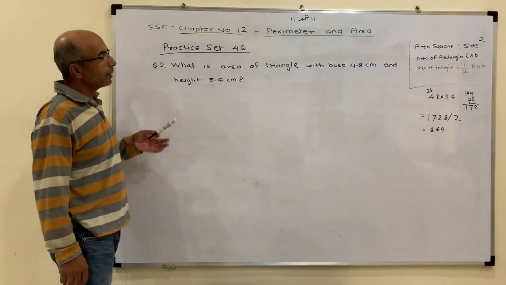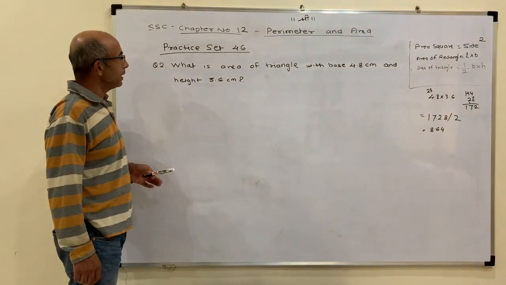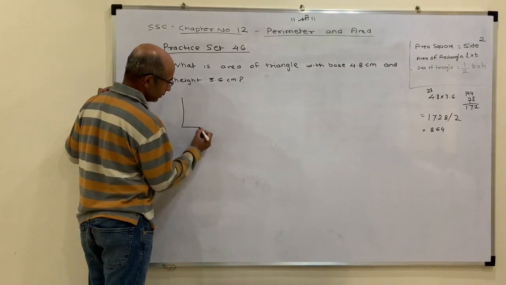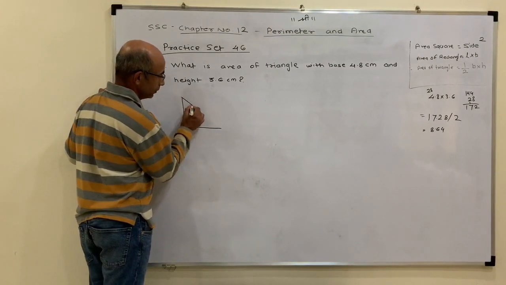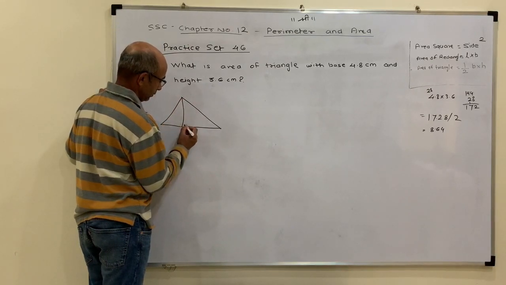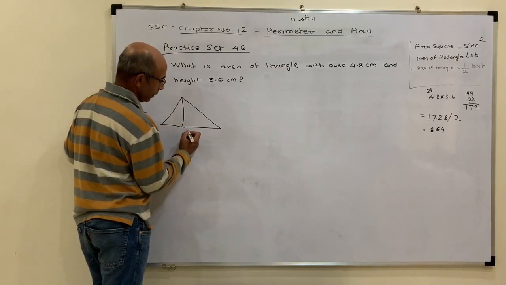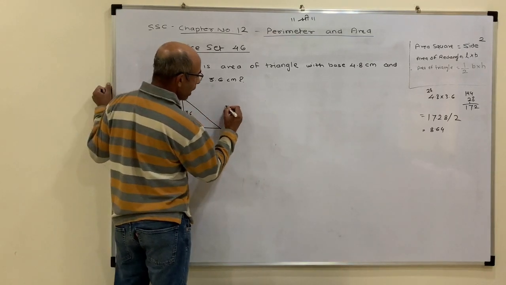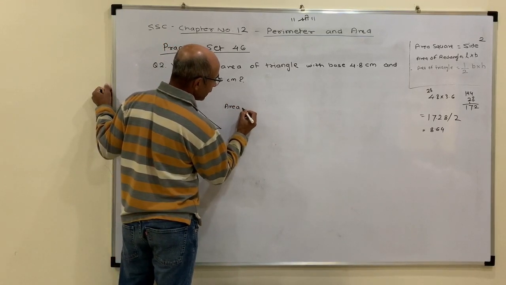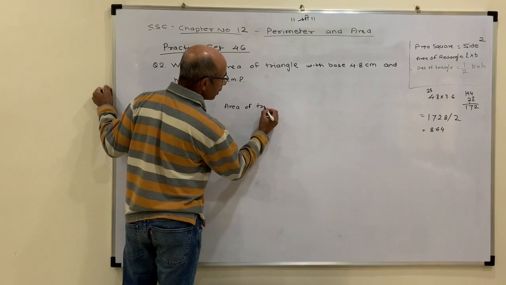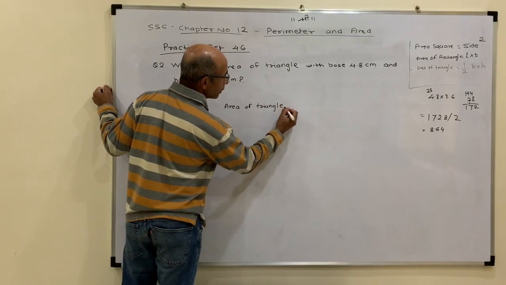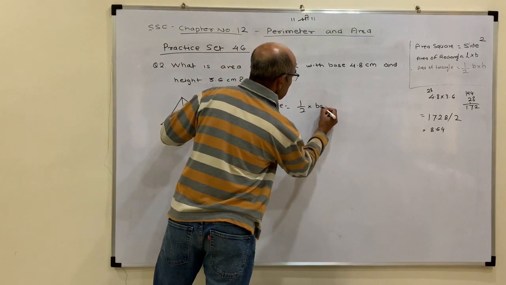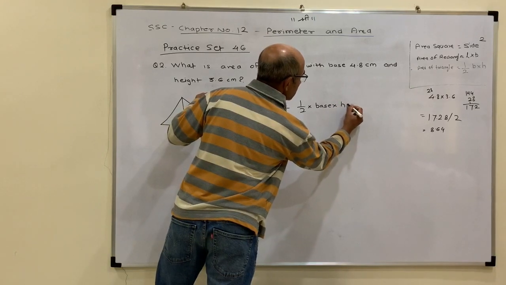What is the area of a triangle with base 4.8 and height 3.6 centimeter? Now see, this is my triangle. The base they have given is 4.8 and the height they have given is 3.6. So our formula for the area of a triangle is equal to half of base into height.